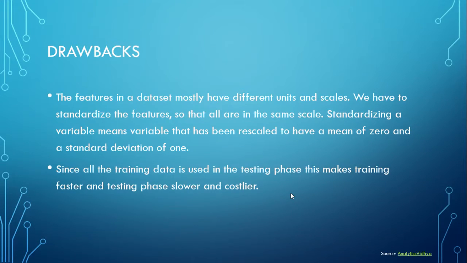The drawbacks of k-nearest neighbor are that the features have to be in a very standardized format. This means that the variable has to be rescaled to have a mean of 0 and a standard deviation of 1. And since all the training data is used in the testing phase, this makes the training faster and the testing phase really slower and quite costlier.